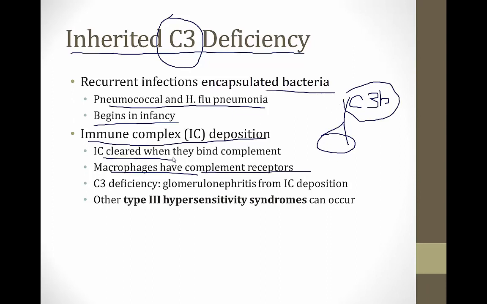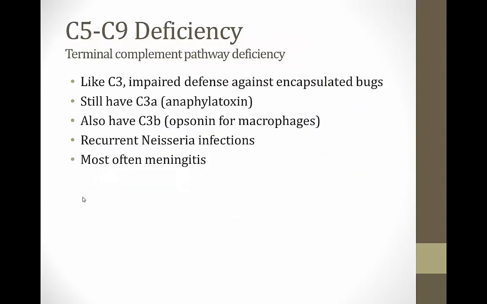So children with an inherited C3 deficiency get glomerulonephritis from immune complex deposition in their kidneys. They also have higher rates of other type 3 hypersensitivity syndromes, and recall that type 3 hypersensitivity disorders always involve immune complex formation. Another rare set of disorders are those that involve the terminal complement pathway.